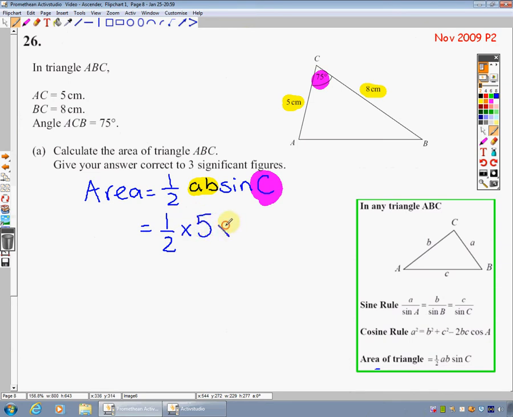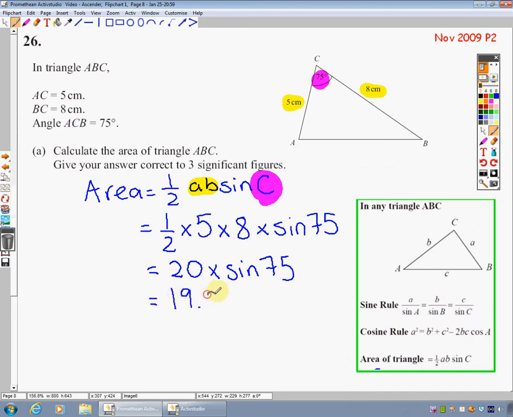So I'm going to make this a bit easier to work out. A half times 5 times 8 is going to give me 20. So 20 multiplied by sine 75. So again, you need to use a calculator for this. So put that into your calculator and write down everything that's on your calculator. So you get 19.318516513.